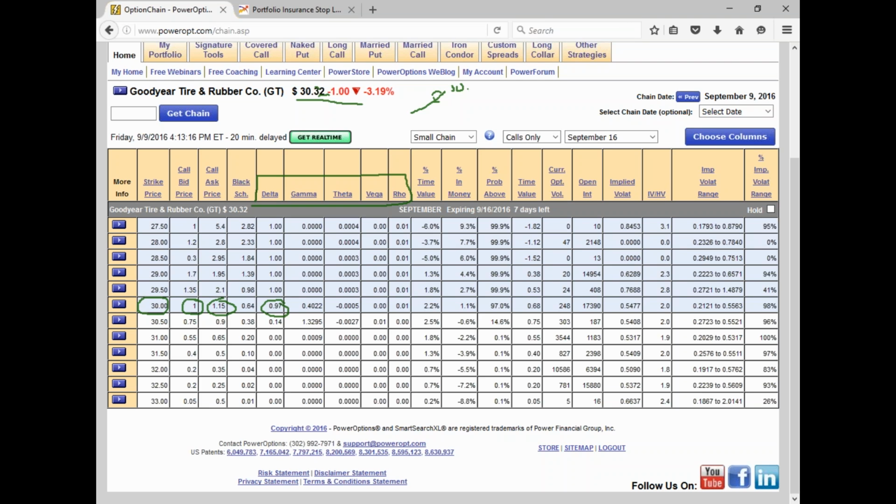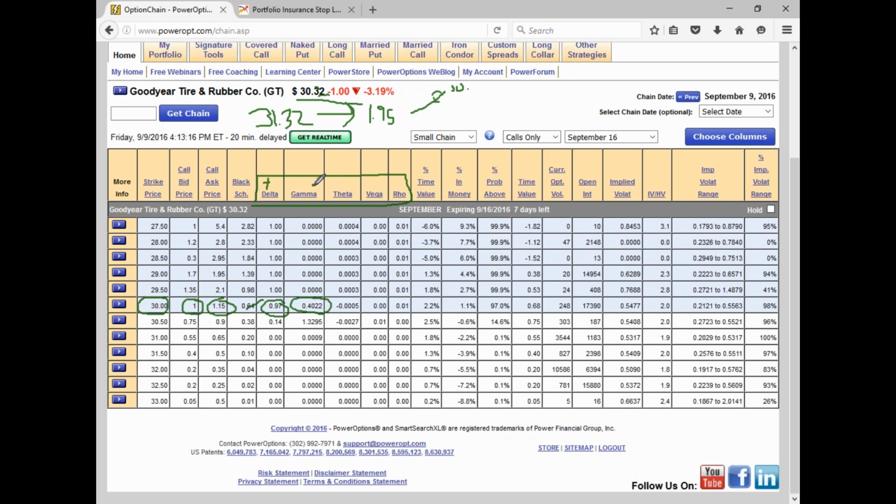Okay. Now, the gamma. What gamma relates to, as we know, the delta, of course, is what we would expect the option price to change if the stock gained $1. All right, so puts have a negative delta, obviously, but our call has a positive delta. So if on Monday Goodyear Tire opens at 31.32, it moves up 1 point, we're going to expect the bid price here of the option at $1 to go up to $1.97 roughly. Okay, we're going to expect to see an increase to maybe $1.95 or $1.97. We're going to expect it to gain 0.97 at that time.